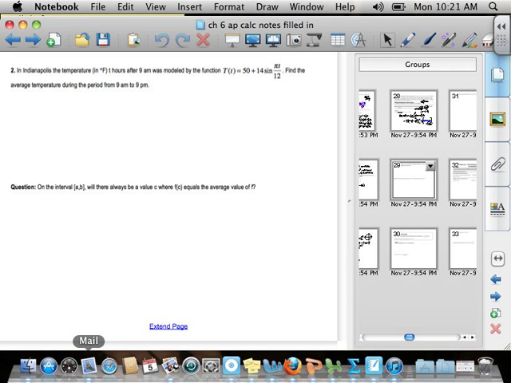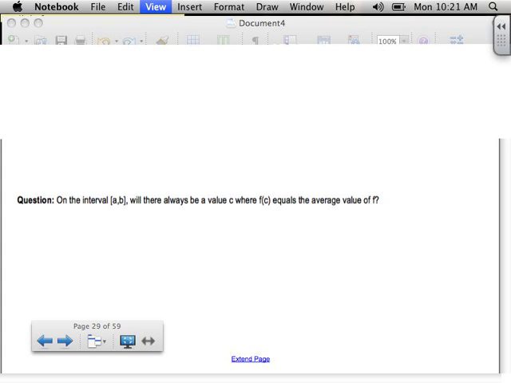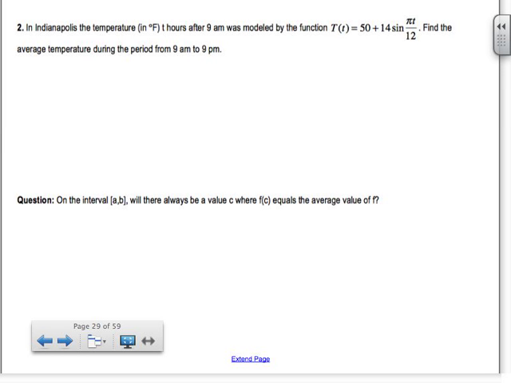All right. So if I was going to find the average value of a function, you do 1 over b minus a, and then you multiply by the integral of f of x dx from a to b.